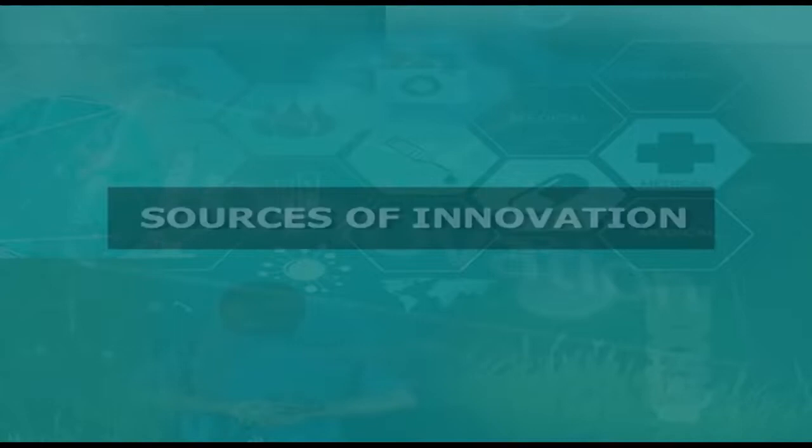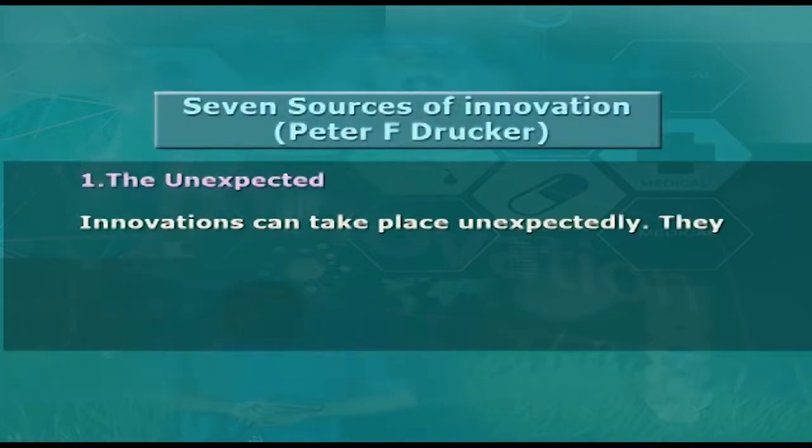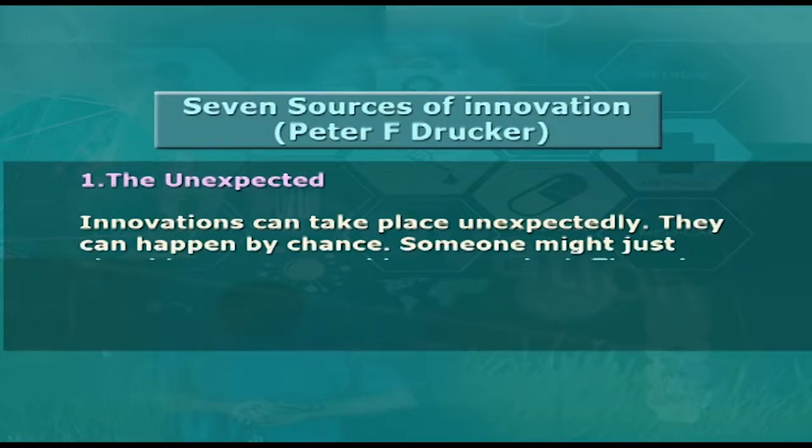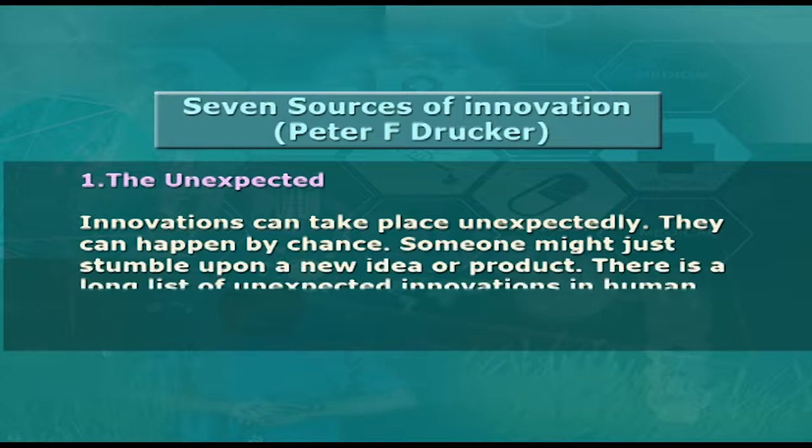Now, let us understand sources of innovation. According to Peter F. Drucker, there are 7 sources of innovation. First, the unexpected. Friends, innovations can take place unexpectedly. They can happen by chance. Someone might just stumble upon a new idea or product.